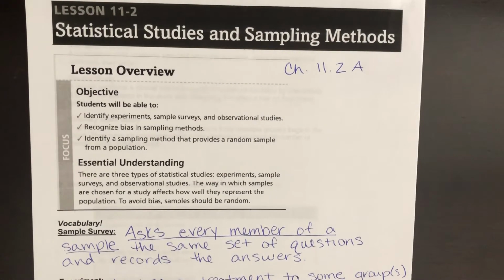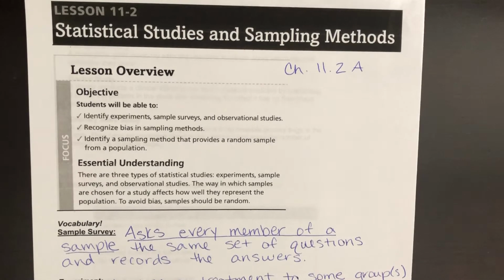Hello, Algebra 2 students. Today we are looking at chapter 11.2. This is the first part of 11.2. We are looking at types of statistical studies. So first of all, I just want to go over some vocab real quick.